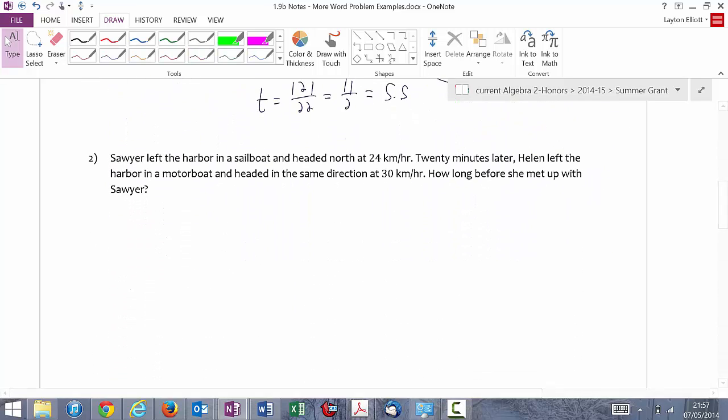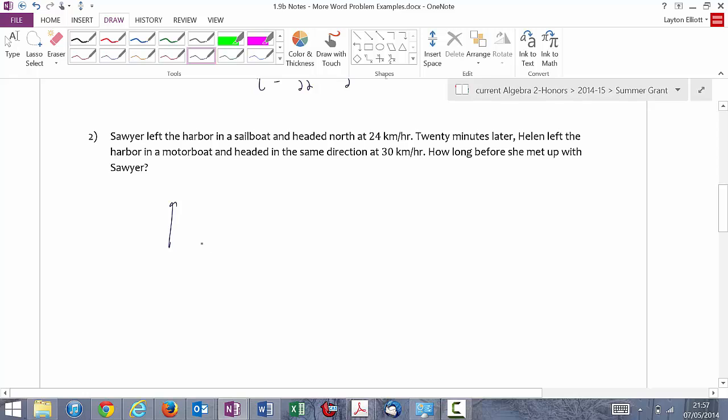Number 2, we have Sawyer leaving in the sailboat headed north at 24 kilometers per hour, and then Helen left the harbor in a motorboat and headed in the same direction. So let's call this one Sawyer. Let's call this one Helen. And I don't know how far they are, but that doesn't matter. It just wants how long. So let's let t be equal to the number of hours Helen travels.